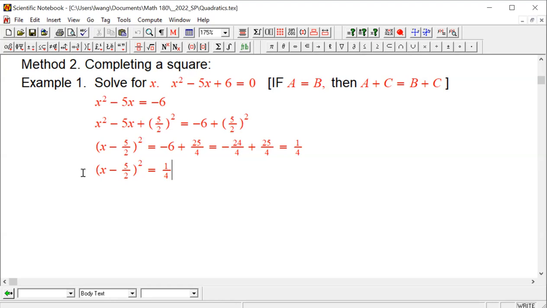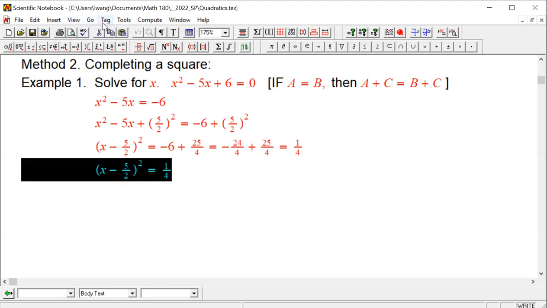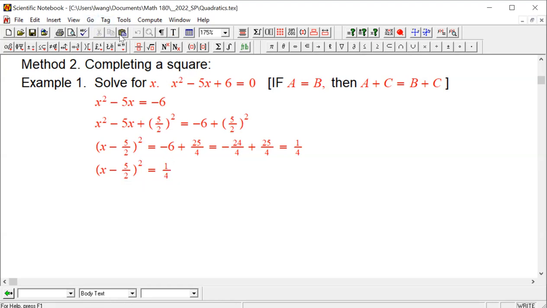The next step, we're going to take square root on both sides. And then what do we get? The left-hand side will be the absolute value of x minus 5 halves. On the other side, the square root of a quarter is half.